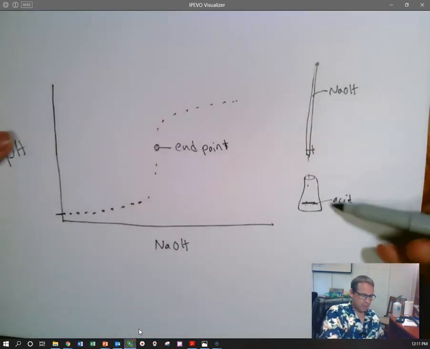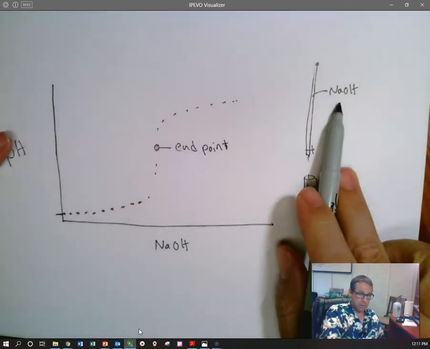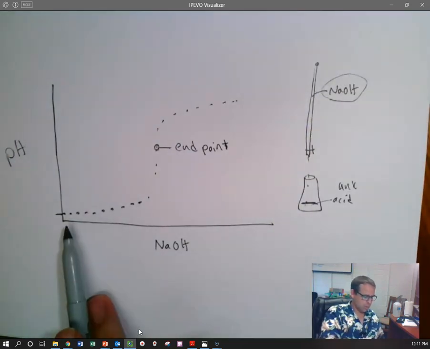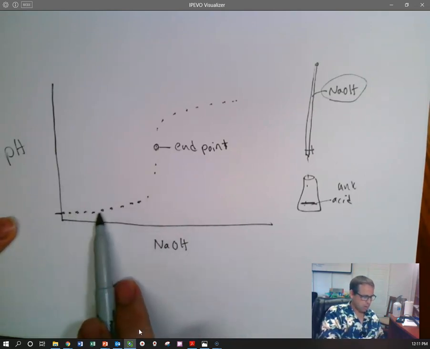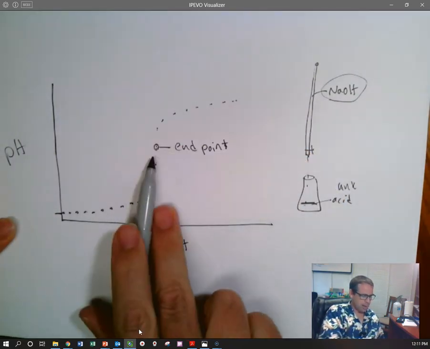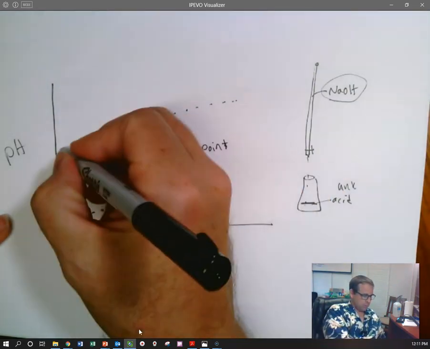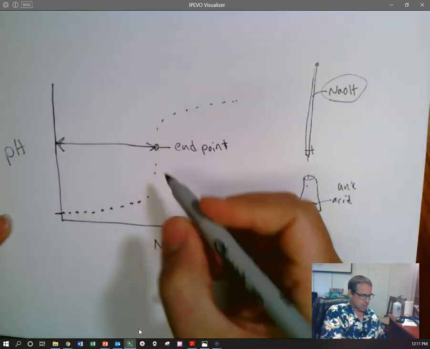When you titrate an unknown weak acid with a strong base like sodium hydroxide, if you look at the pH versus the amount of sodium hydroxide that you add, you're going to see this sort of curve, where this is our point where the acid has all been consumed. Okay.